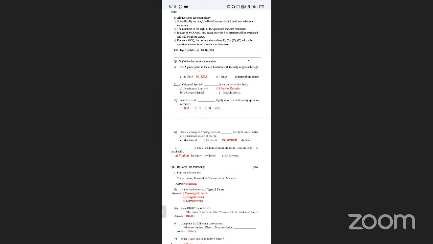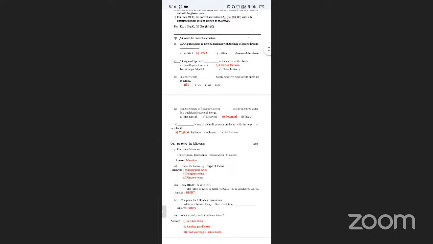Then the third question. In the entire world, dash highly sensitive biodiversity spots are recorded. In the entire world, how many biodiversity spots are recorded? Option A is 34, B is 35, C is 33, and D is 36. So which one is the correct one? The first option, that is option number A, 34. Just a minute.